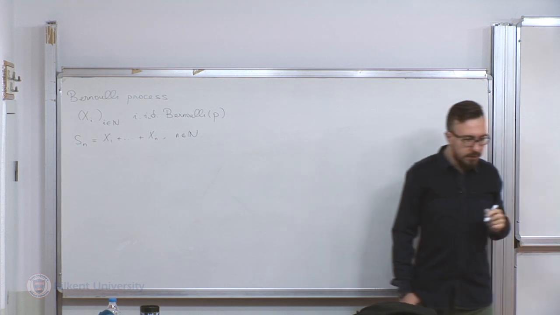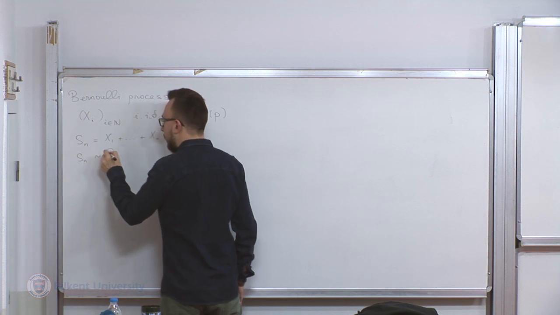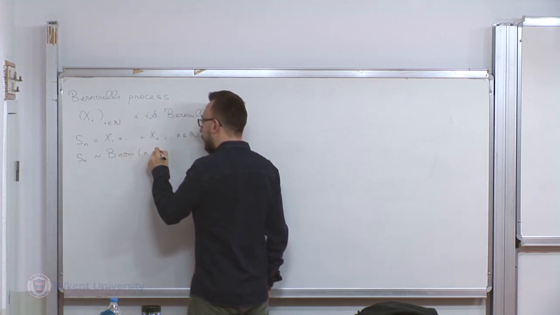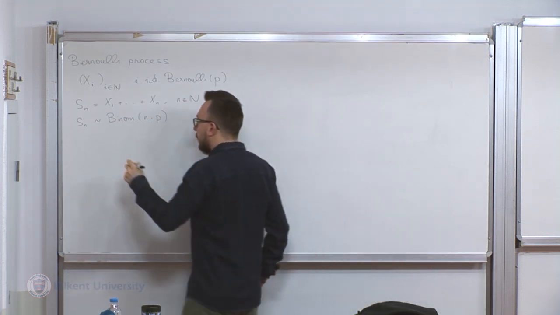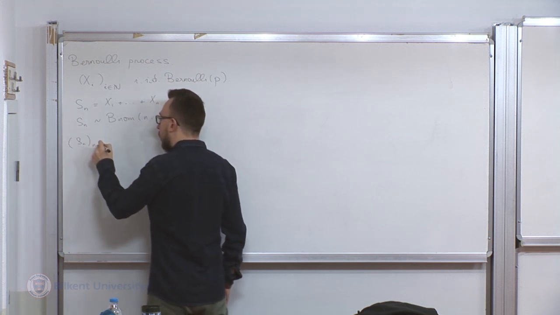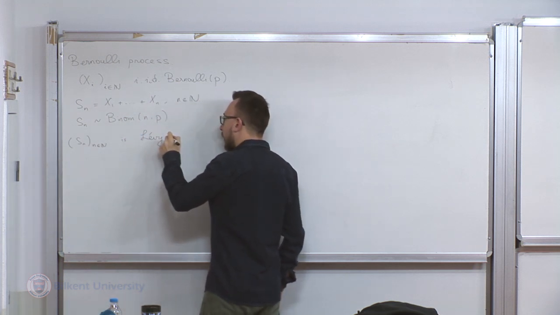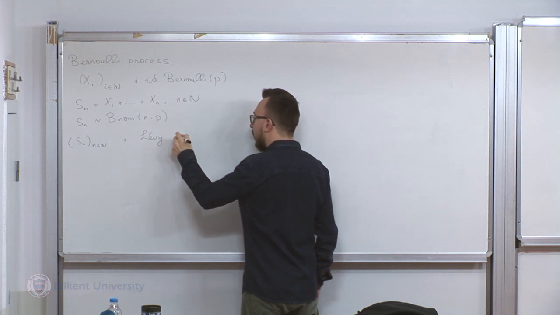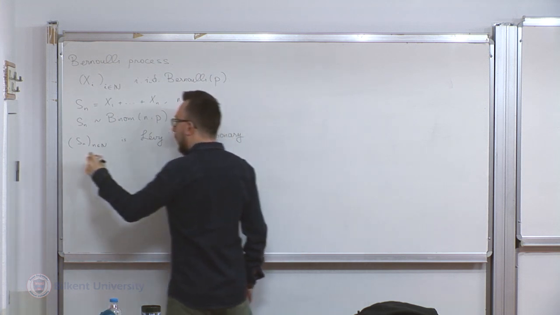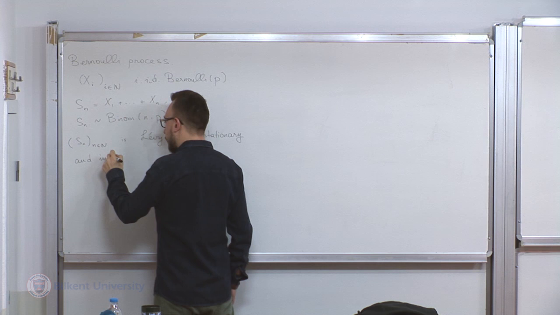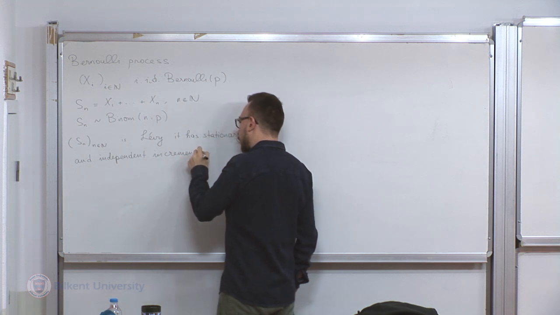And based on this, we looked at the more interesting process, which counts the number of successes up to time n. So this Sn has the binomial distribution with parameters n and p. And the process Sn is Levy, meaning that it has stationary and independent increments. We checked this last time.